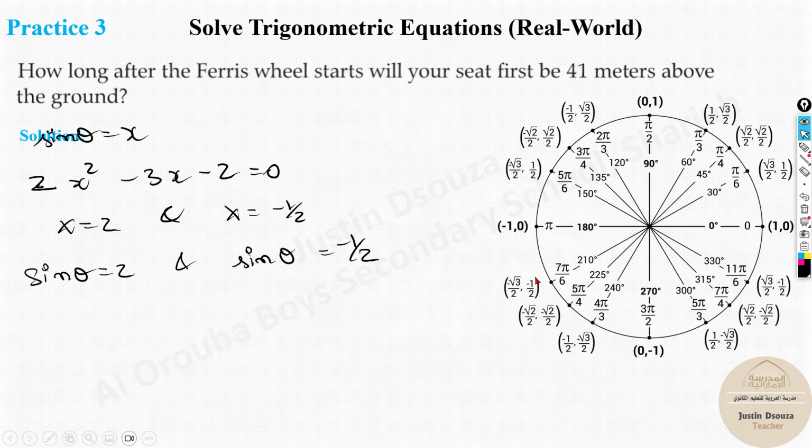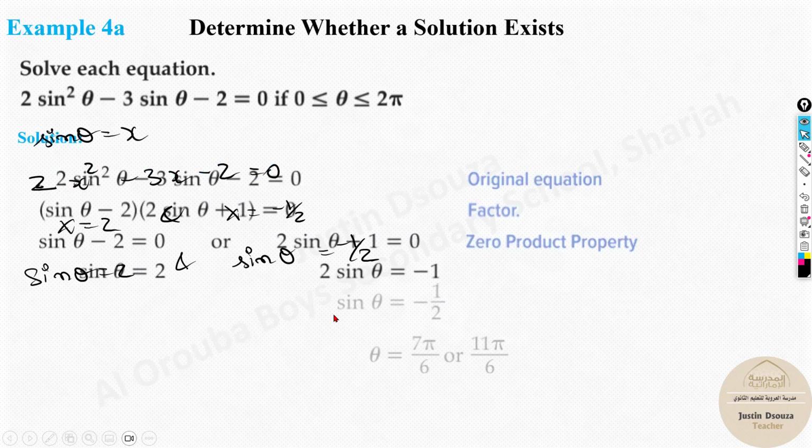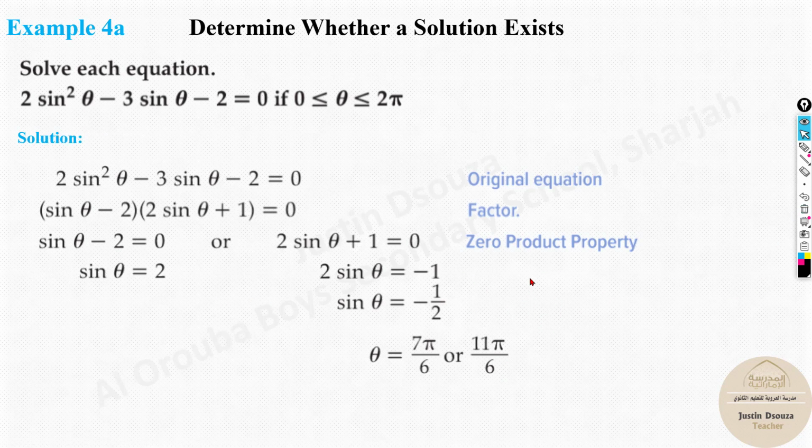But minus half, yes. We have 1 minus half at 210 and 1 more minus half at 330 degrees. So the answers over here will be these two. This one is 210 or 7 pi by 6 and then 330 degrees or 11 pi by 6. That is how we get it. Okay, this is how we solve it.